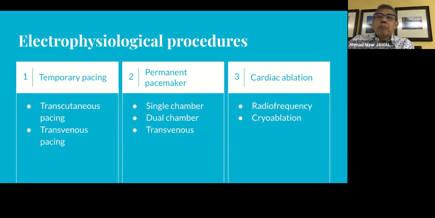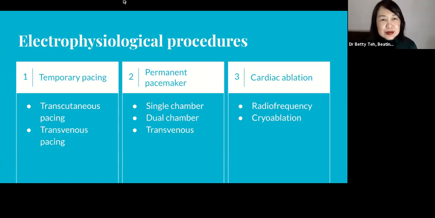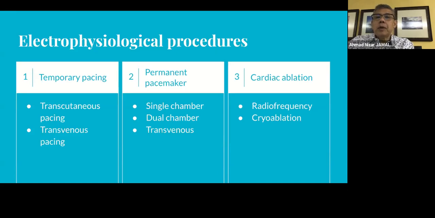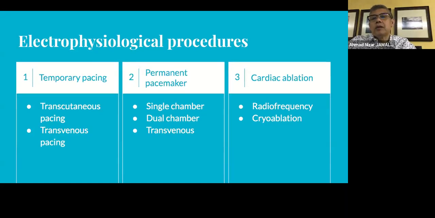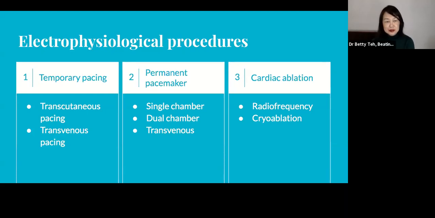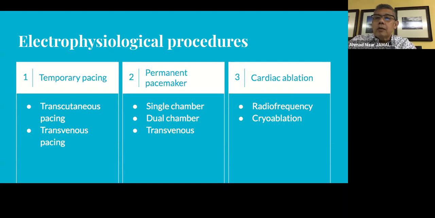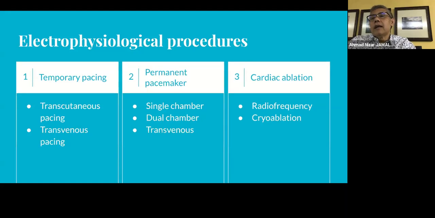So the first are temporary pacing for bradycardias. Those drugs that you use in, say, AV blocks, for example, the third degree AV block, are temporary. You want to use temporary pacing, transvenous or transcutaneous. Transvenous as a bridge to permanent pacemaker because they are more stable and more comfortable for the patient. Then the permanent pacemaker: there are single chamber, dual chamber, as well as transvenous intracardiac pacemakers these days. And cardiac ablation is a way of actually treating arrhythmias, and you can divide them into radiofrequency and cryoablation. Next slide.